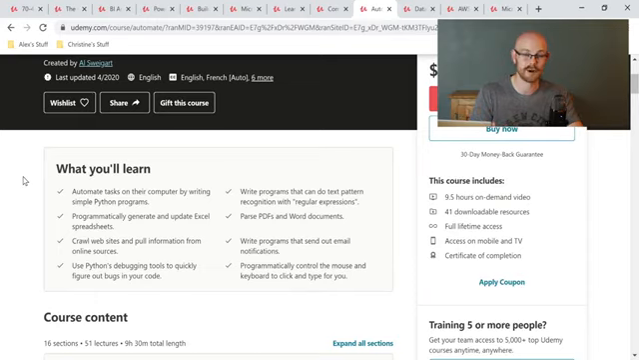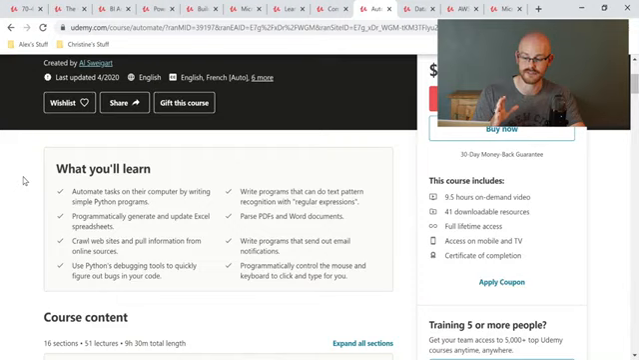I think this description is perfect for what you're going to learn in this course. You're going to learn things like automating tasks on your computer by writing simple Python programs. You're going to learn things like generating and updating Excel spreadsheets. You're going to learn how to crawl the web and pull information from online sources. You'll write a script that will send out emails for you automatically. You'll be able to write a script that controls your mouse and keyboard and clicks and types for you.